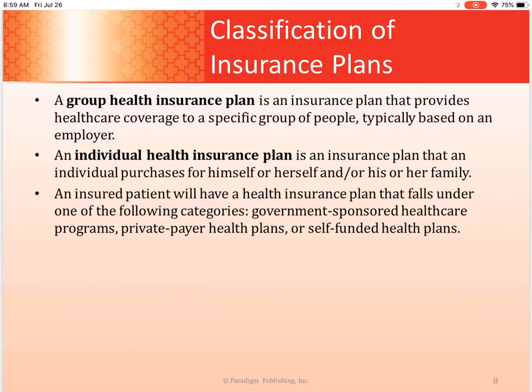So individual means, again, like car insurance. You're going out and getting your own insurance plan as an individual. Group health insurance plan typically comes through an employer. So know the difference between those two.